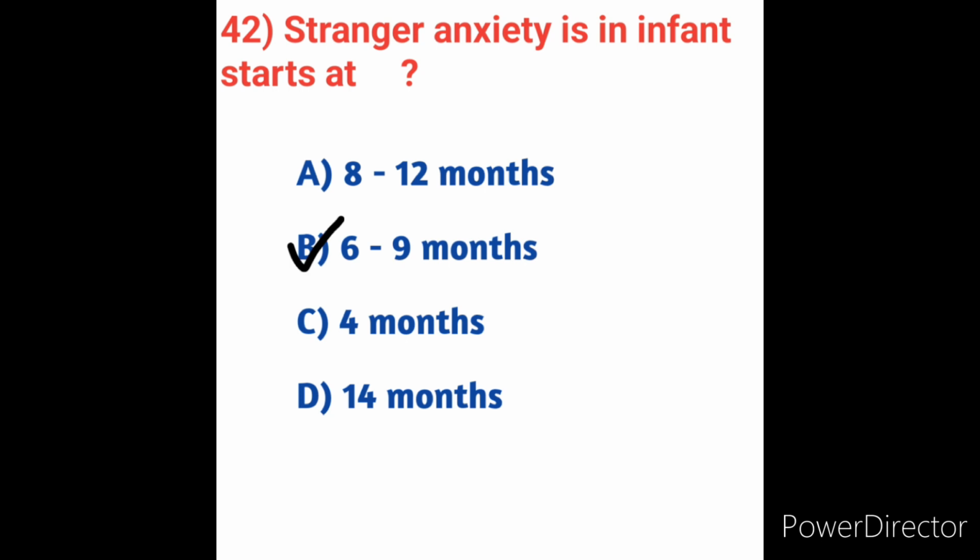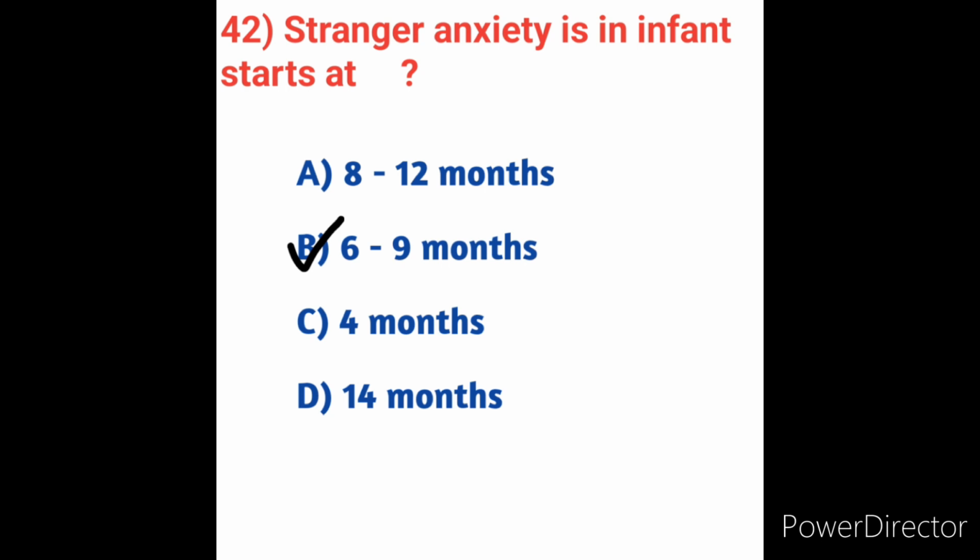Stranger anxiety is linked with the infant's developmental task of distinguishing the familiar from the unfamiliar. It is not an abnormal thing. It is a perfectly normal developmental stage that often begins around 6 to 8 months. So option B, 6 to 9 months, is the answer here, but actually 6 to 8 months is the correct answer. Next we will move on to question number 43.